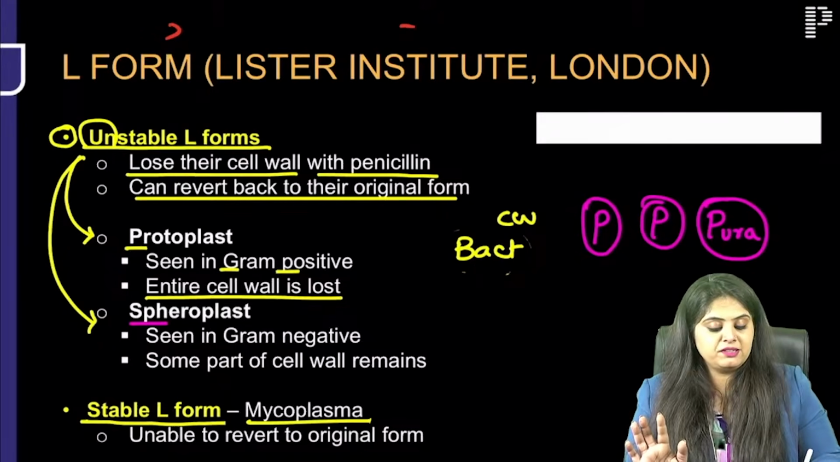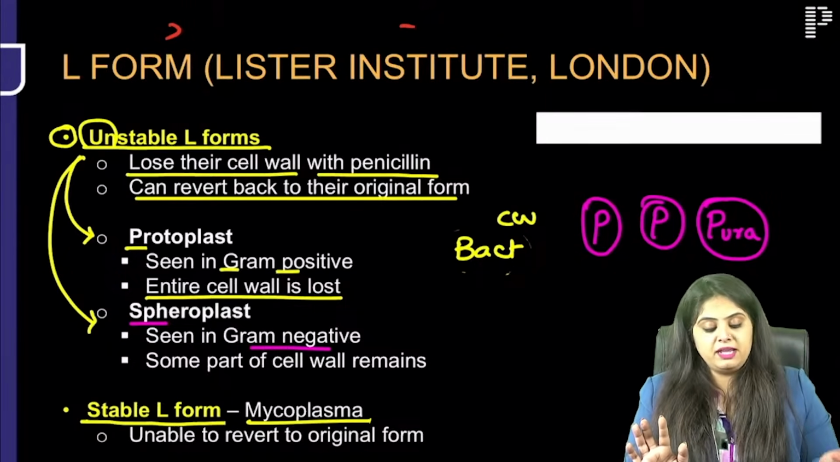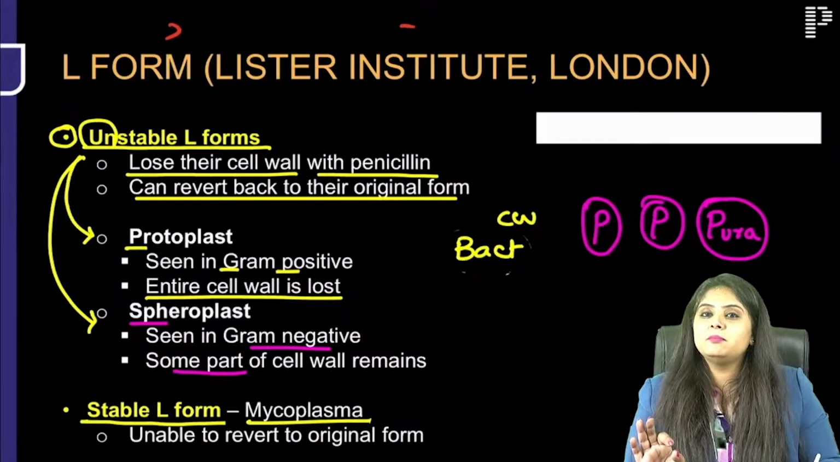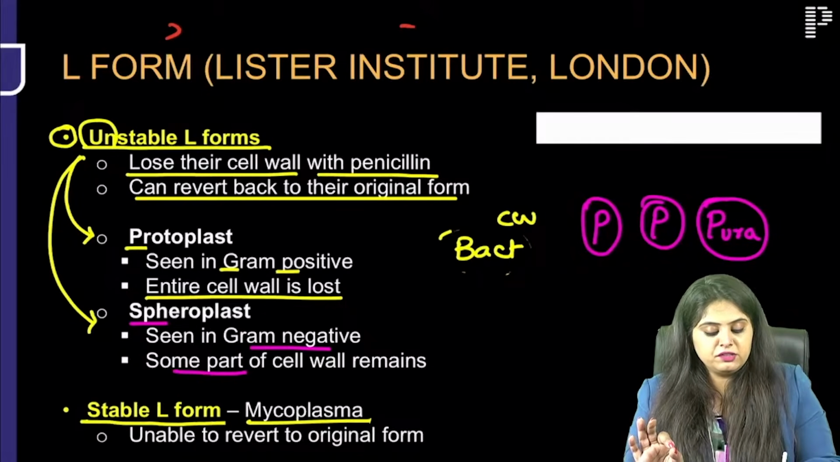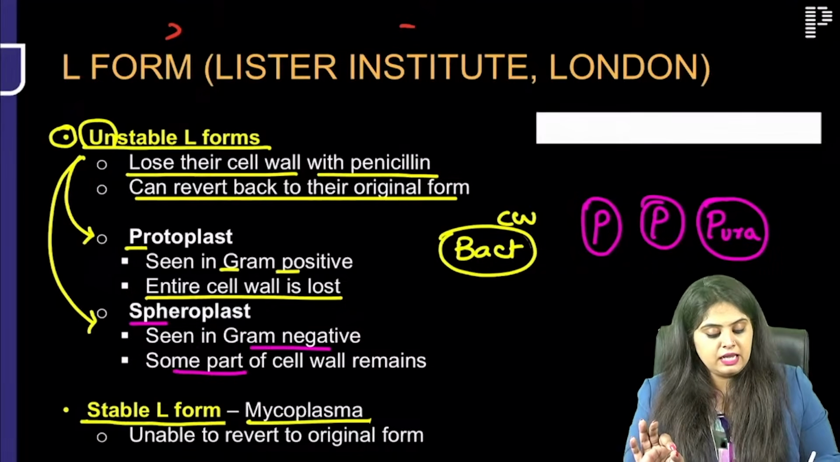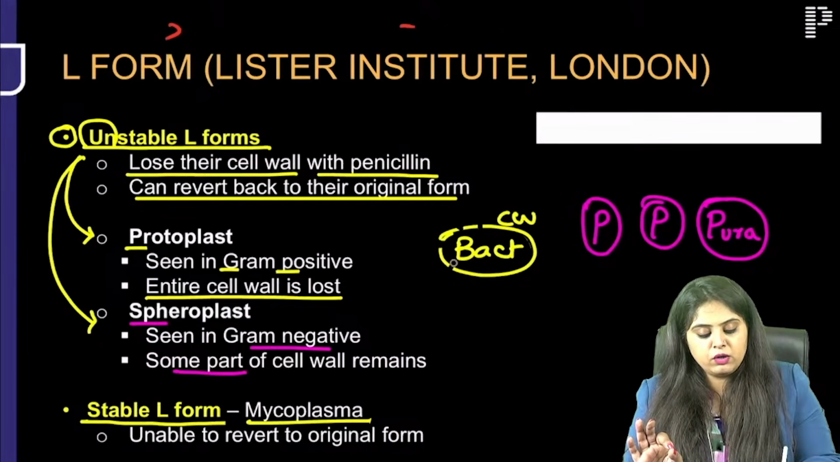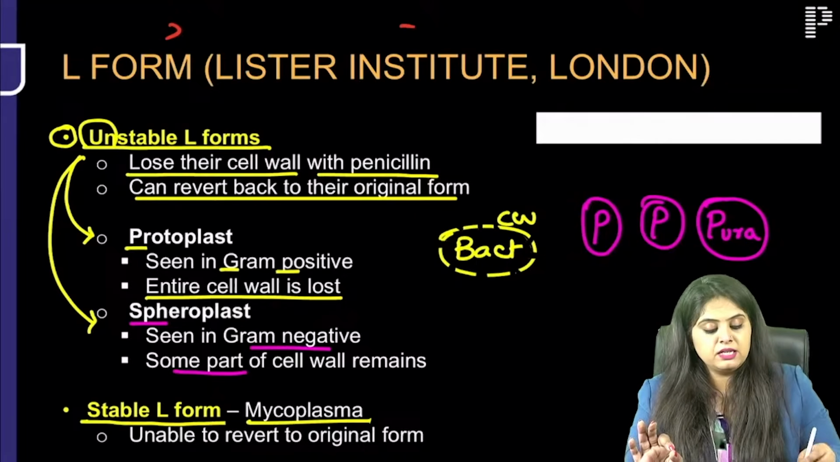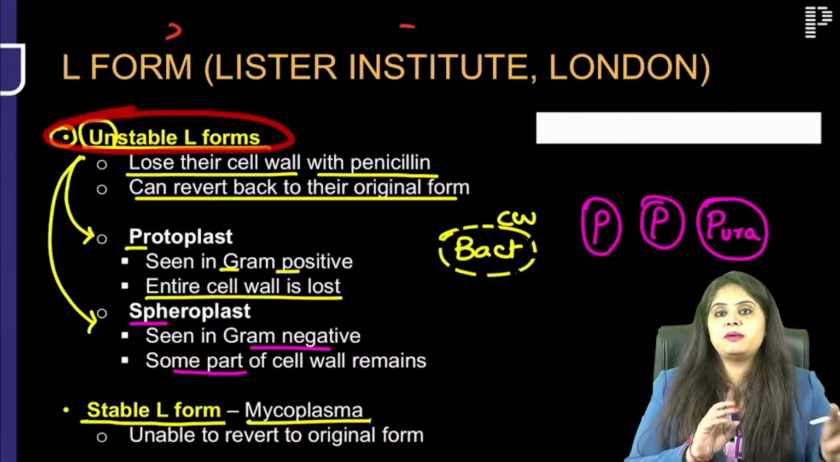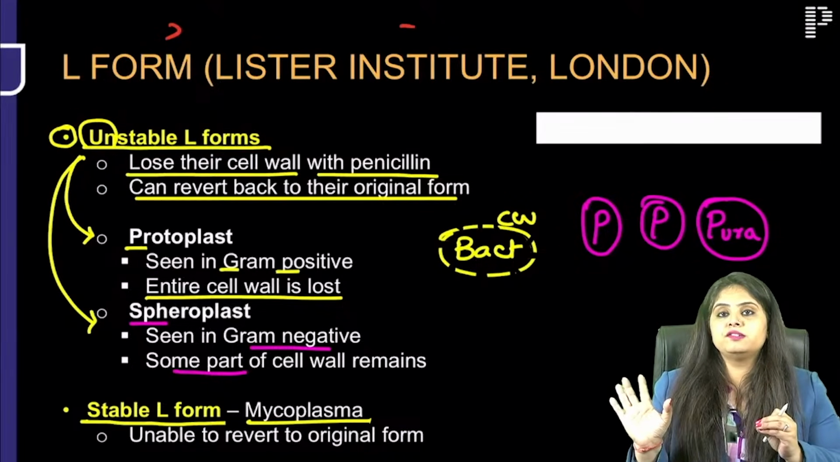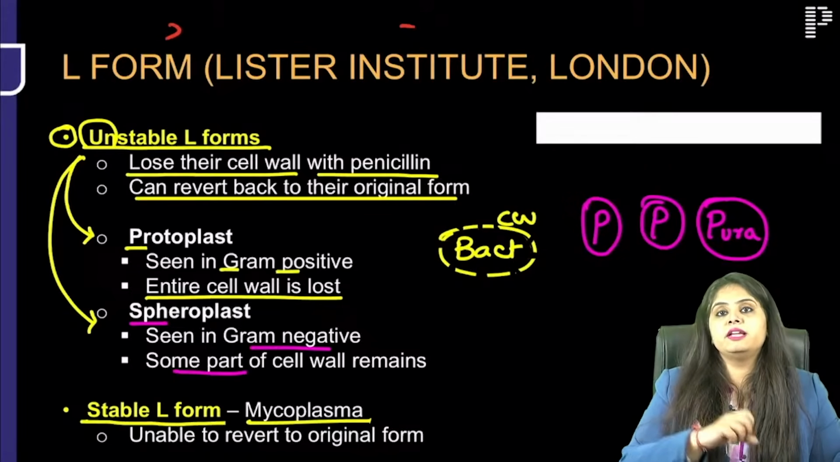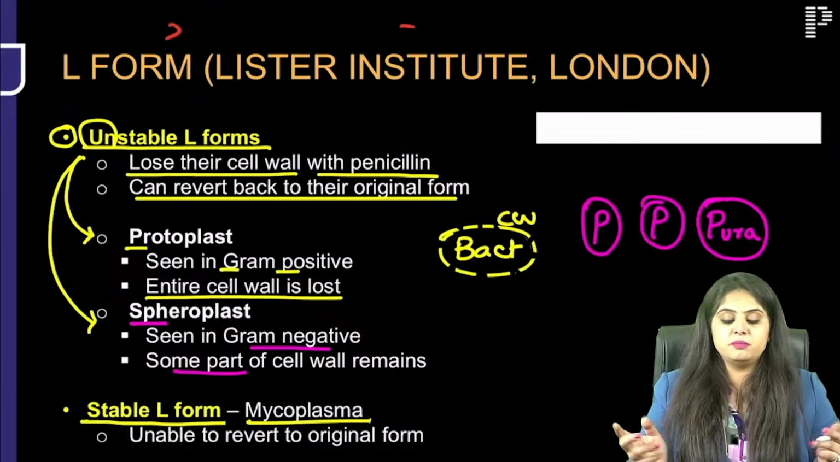What is spheroplast? The opposite, it is seen in gram negative, and in this only some part of the cell wall is lost. Means if this was the cell wall originally, now what will happen? Only some parts of the cell wall are going to get lost in between. Then it will become a spheroplast. So repeating, what are unstable L forms? When you add penicillin, they will lose their cell wall. When you remove penicillin, they will get their cell wall back. That is why they are unstable.